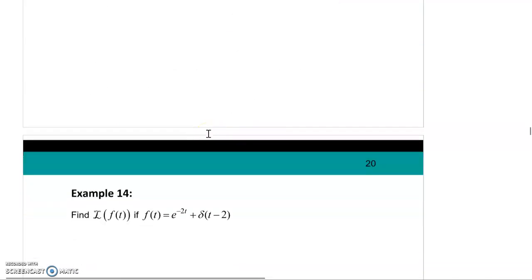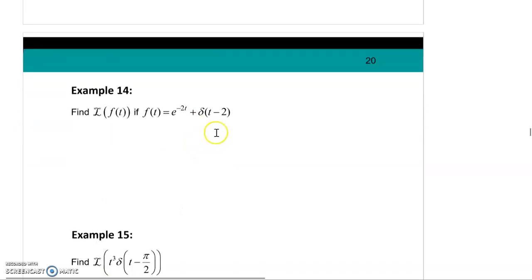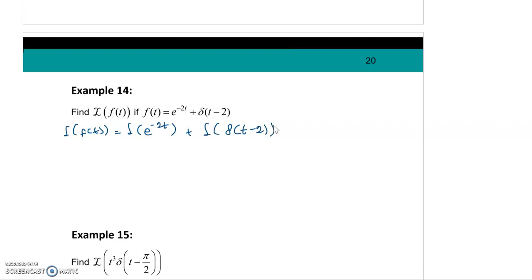Now let's see example 14 to illustrate this. Find the Laplace transform of f of t if f of t is given by exponent negative 2t plus Dirac delta function of t minus 2. We can separate into two Laplace transforms by the linearity property. So it is Laplace of exponent negative 2t plus Laplace of delta t minus 2. For the first part, based on the table, this is 1 over s minus a. Our a is negative 2 here, so we have s plus 2.